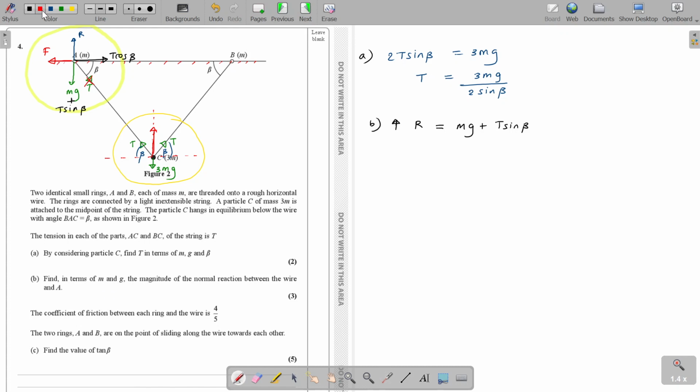So they want us to get the answer in terms of m and g, right? So I think we found the value of T in part A. Shall we substitute? R equals mg plus tension, which is what? Tension answer in part A is 3 mg over 2 sin beta. Do you agree? 3 mg over 2 sin beta into sin beta, because it's tension times the sin beta. Can you see what happens here? We don't have to find sin beta because sin beta will automatically cancel. So you get normal reaction equals mg plus 3 mg, which gives normal reaction equals 4 mg.